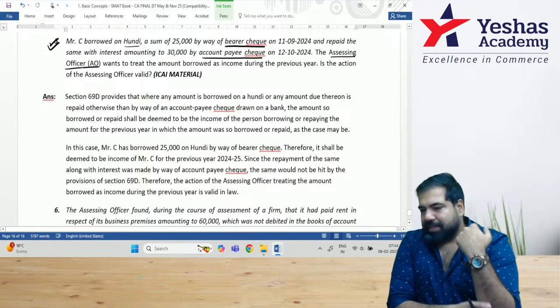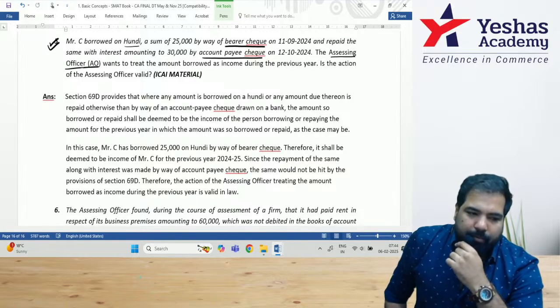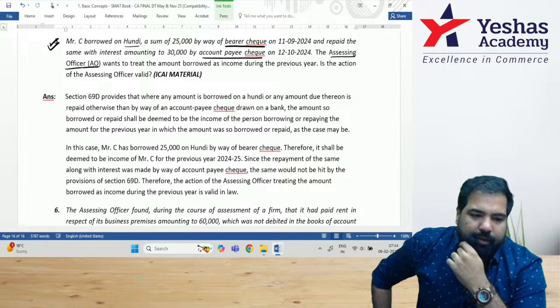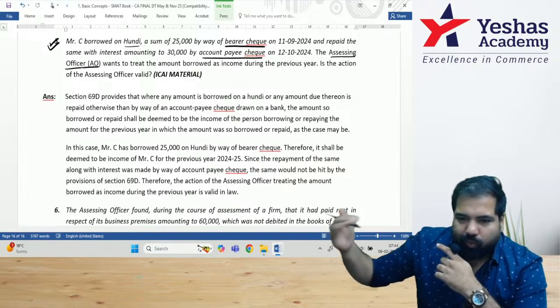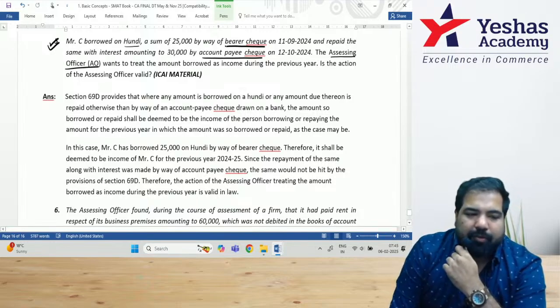Now please tell me guys, is there some loan which is happening? Yes. Guys, how did you get the loan? Bearer cheque. How many thousand? 25. But how did you get the loan back? Account payee cheque. So is that okay? So one part of the leg is okay, one part is not okay. So the government says this part which is given by which cheque?